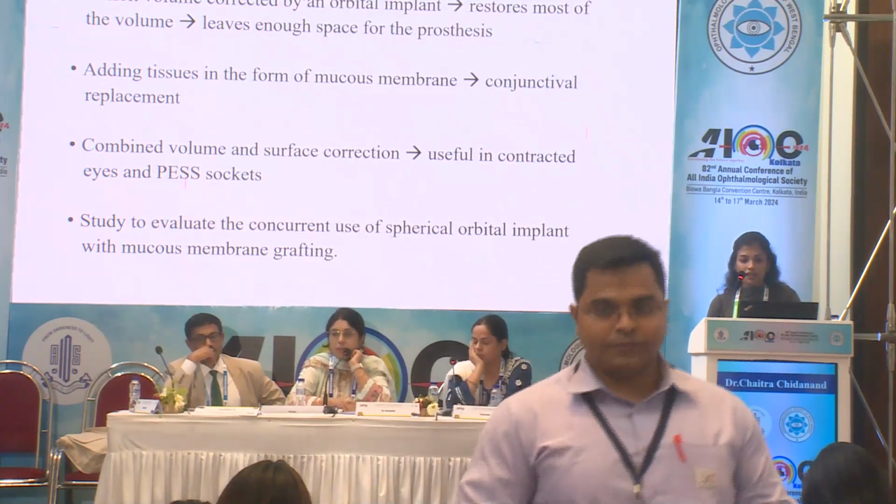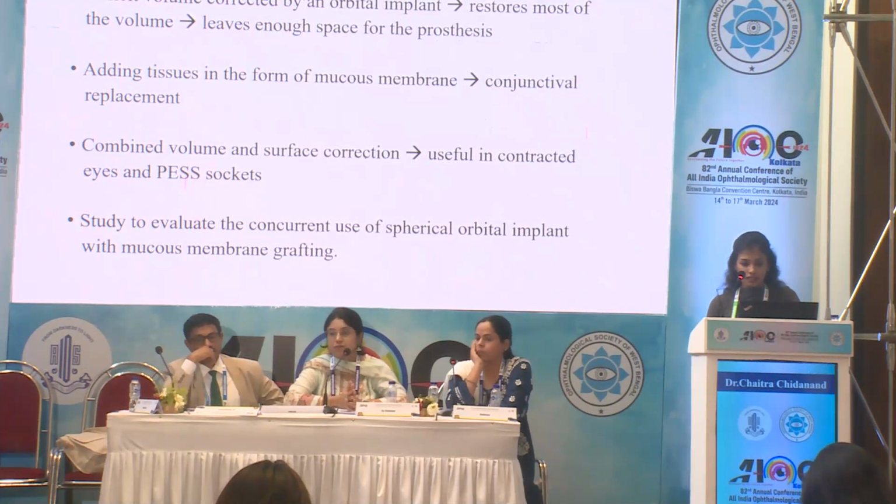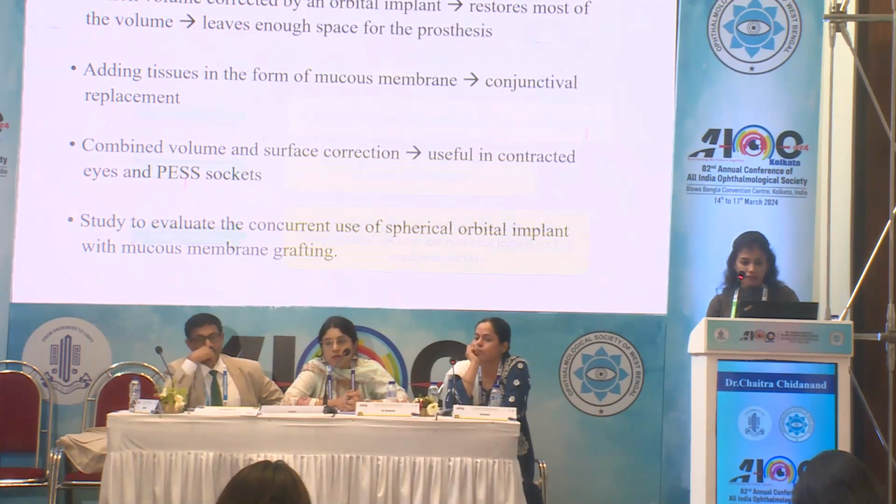So an ideal socket reconstruction will require both volume correction and surface augmentation. The deficit volume corrected by an orbital implant restores most of the volume, leaving enough space for the prosthesis to be fit in, and adding tissues in the form of mucous membrane will serve as a replacement for the deficient conjunctiva.